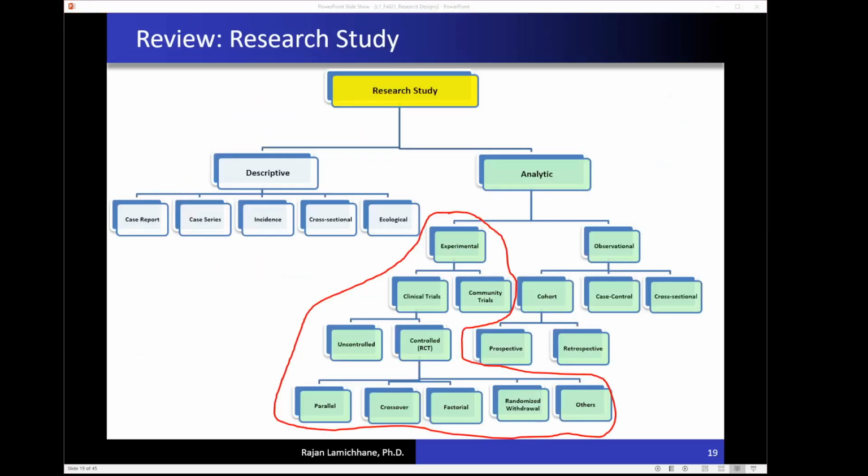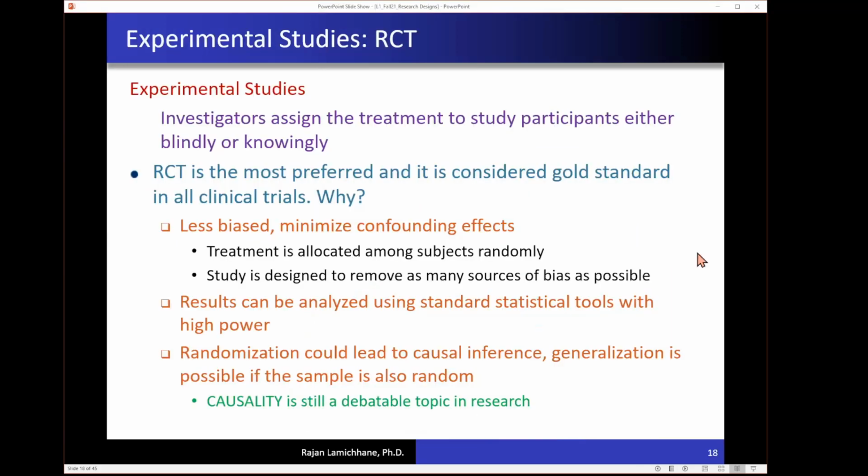Now let me go back to the previous slide and show you. There are two types of analytical studies, the experimental and observational studies. Now let's focus on experimental studies first. In experimental studies, investigators assign the treatment to the study participants either blindly or knowingly. So the investigator has some control over assigning the treatment.